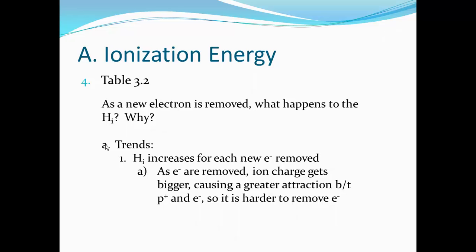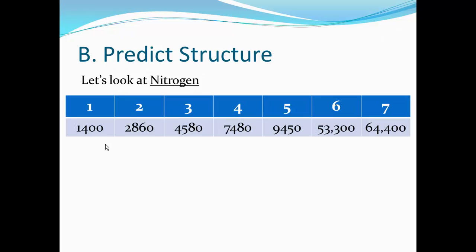So some trends. It always increases for each new electron removed. The ion charge gets bigger, causing a greater attraction between the protons and electrons, so it's harder to remove those electrons. Big jump between successive ionization energies, meaning between energy levels. So that's how you tell where it is on the periodic table, is with that big jump after it's full. After you take away electrons to a full energy level, then it takes a lot more energy to remove that electron.